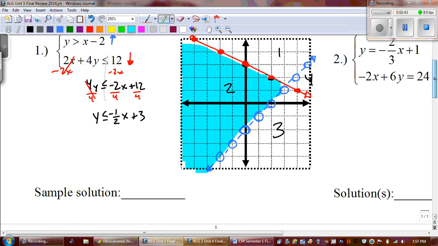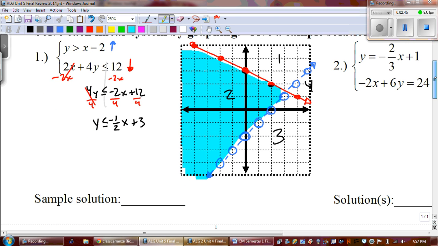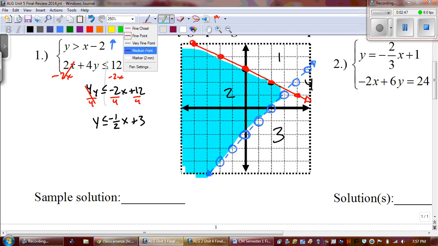But now the next part is saying, give me a sample solution. A sample solution means pick any point in the blue. You can say 0, 0, or -1, -1, or 1, 1. Any of these points, it doesn't matter, as long as it's in the blue. I'm just going to go with the point 0, 0.